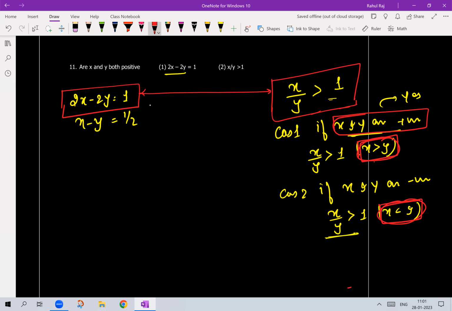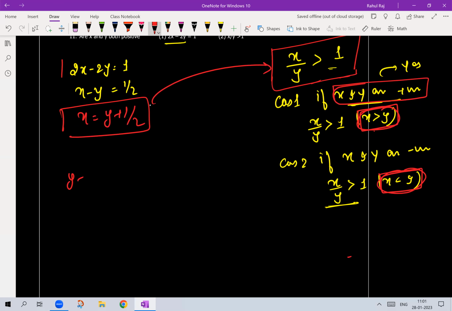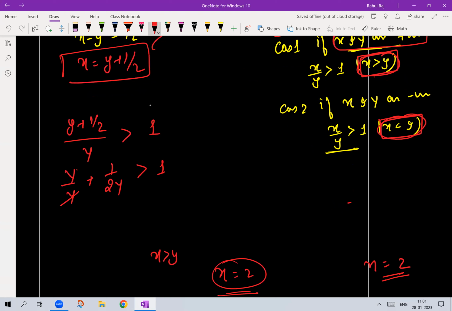Imagine you don't know x is greater than y. Then how do I proceed? I simply put the value of x. X is equal to y plus half. I put the value of x from 1 into 2. Let's see what I get. So I get (y plus half) over y greater than 1. Agreed? That is y over y plus half over y greater than 1. Y over y cancels out, it is 1, and the 1 cancels. So what I get is 1 over 2y greater than 0.